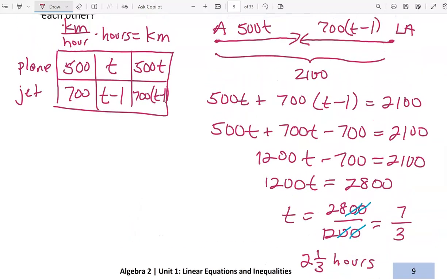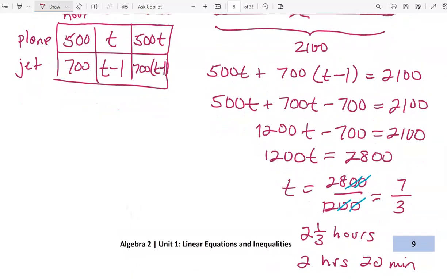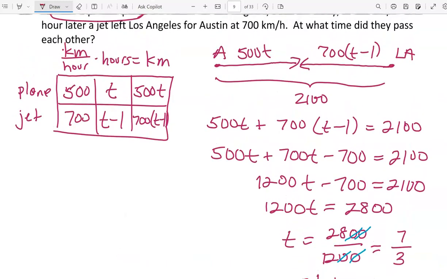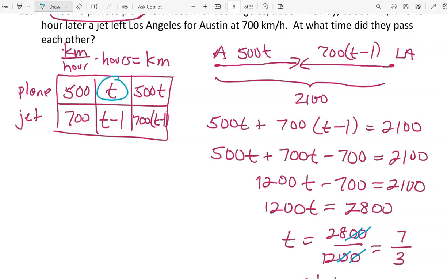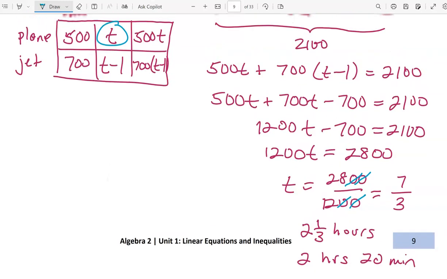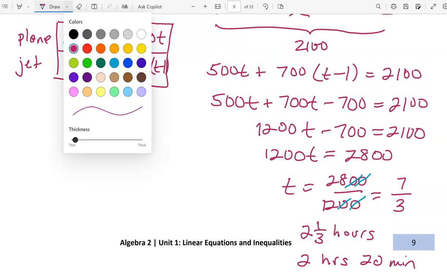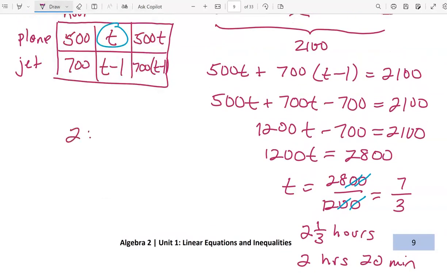And remember that the question is asking for what time of day. Well, the plane, whose time was t, left at noon, and so that would be 2 hours and 20 minutes after noon, which would be 2:20 p.m.